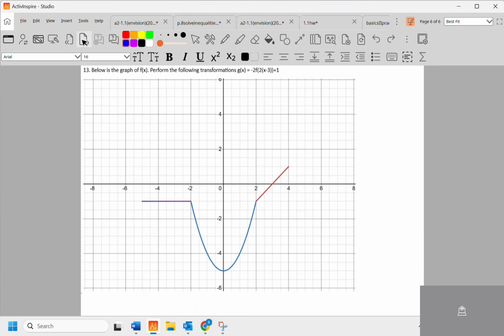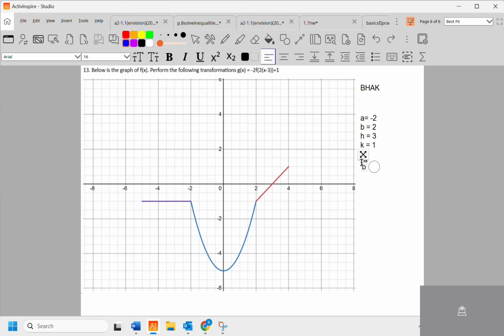Below is the graph of f of x. Perform the following transformations. And remember our order that we have to do things. The order is BAHK. Okay, so let's identify some stuff here. A is -2. B is 2. H is 3. And K is 1. And we're just going to follow a certain order. So the first thing we're going to do is BAHK.